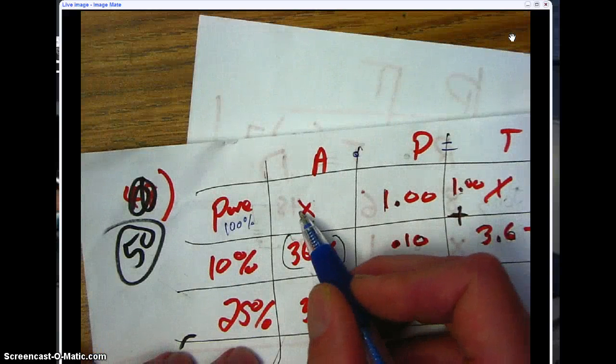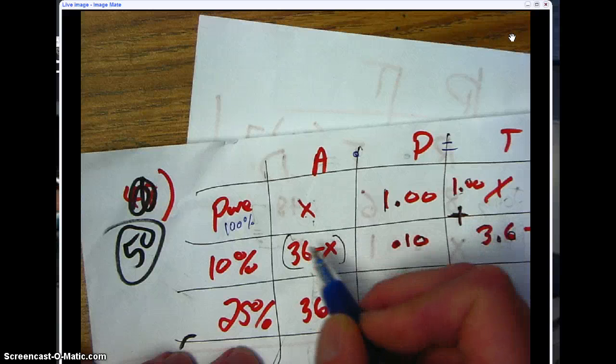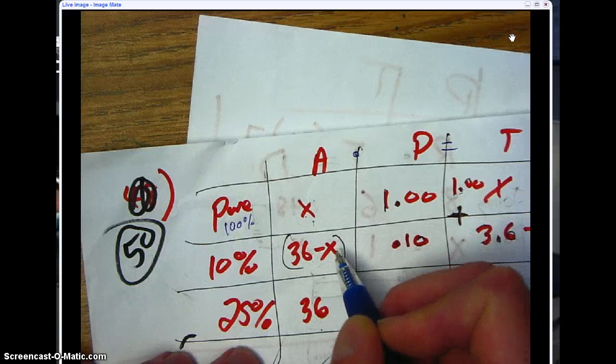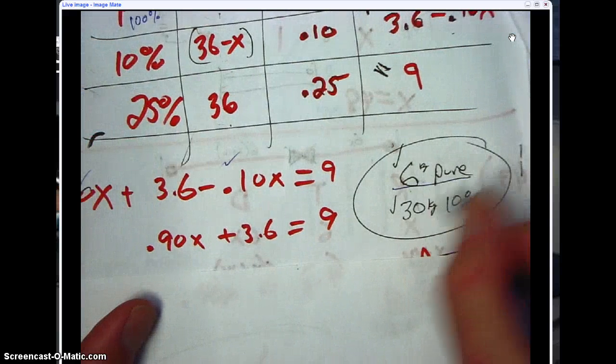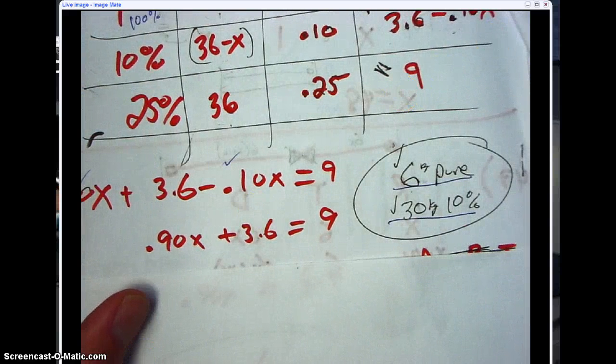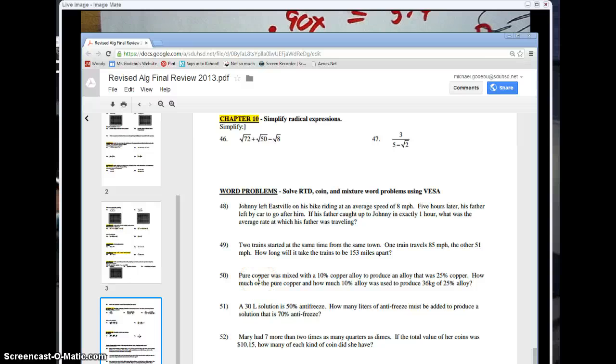And again, x is the amount of the pure. So if this was 6 kilograms, 36 minus 6 would give you 30 kilograms. So technically there's two answers, 6 of the pure and 30 of the 10% stuff. Number 51 is next.